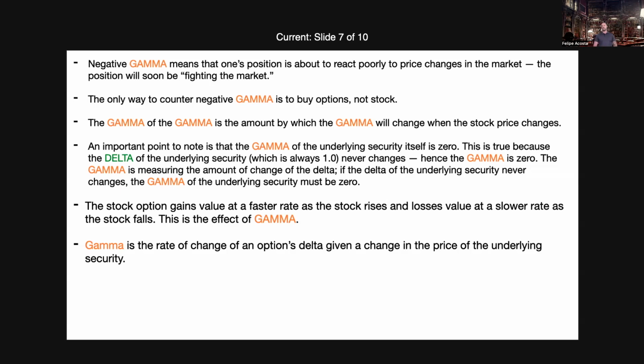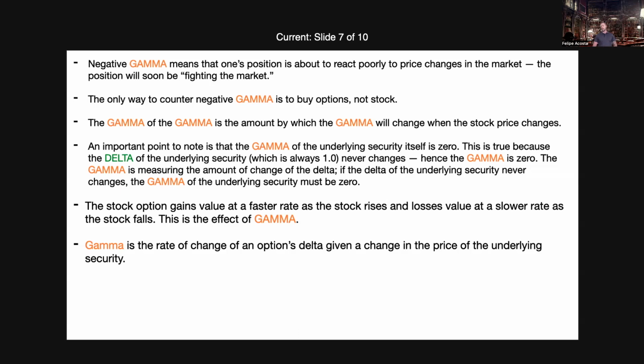And important to note is that the gamma of the underlying security itself is 0. That is true because the delta of the underlying, which is always 1, never changes. Hence, the gamma is 0. The gamma is a measurement of the amount of change of the delta. If the delta of the underlying security never changes, the gamma of the underlying security must be 0.